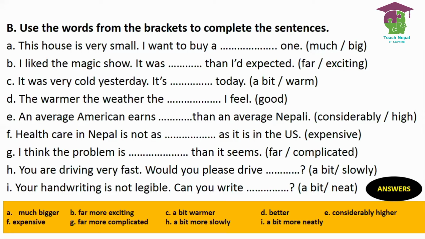So use the words from brackets to complete the sentences. This house is very small. I want to buy a much big one, or bigger one? You have to write the comparative form, right? Use the word from the bracket to complete. So the house is very small. I want to buy a one. Much plus bigger we need to write.